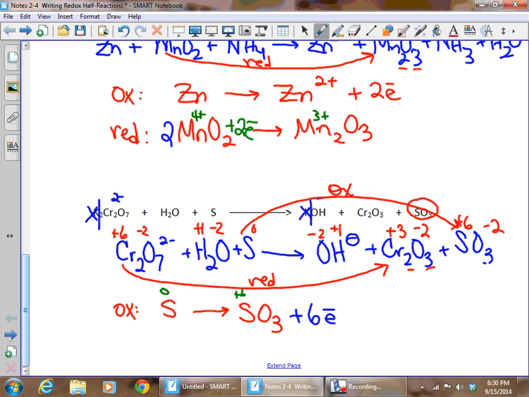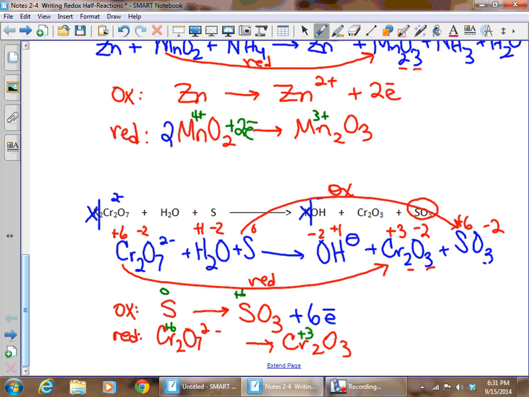And now for our reduction, we've got Cr2O7 with a 2- charge going to our Cr2O3. Remember what we put for those charges. We said that chromium was a +6, and over here that this chromium was a +3. So at first glance, it looks like this is a 3-electron change. Why is it not a 3-electron change?